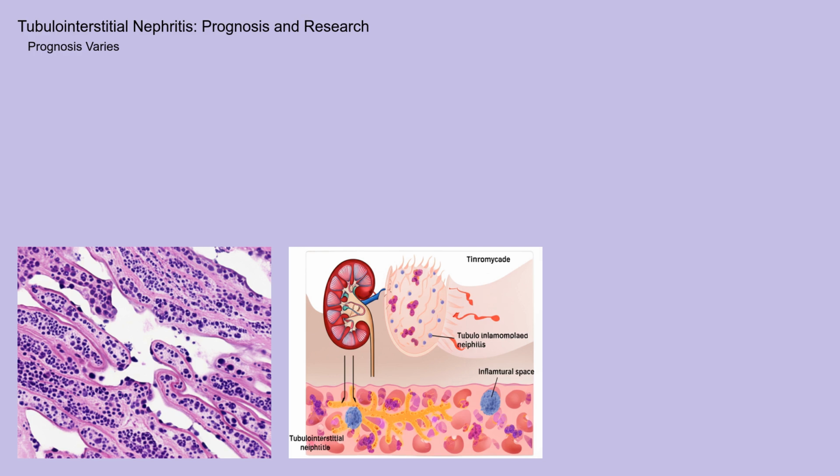Recent research is focused on identifying new biomarkers for early detection of TIN and developing more targeted therapies to reduce inflammation and prevent kidney damage. There is also ongoing research exploring the role of specific immune cells and pathways in the pathogenesis of TIN, which may lead to novel therapeutic targets in the future. Regular monitoring of kidney function is essential for individuals at risk of developing TIN.